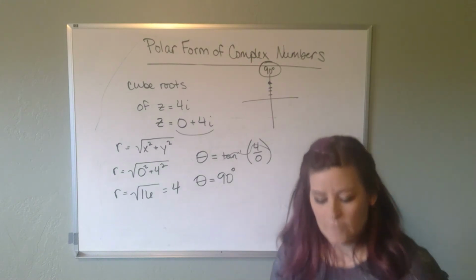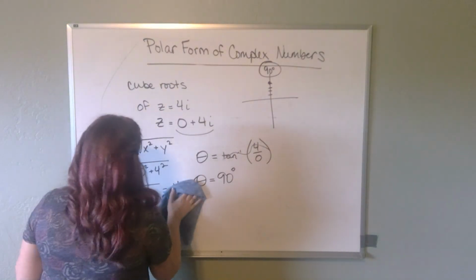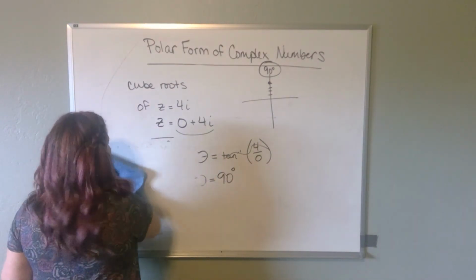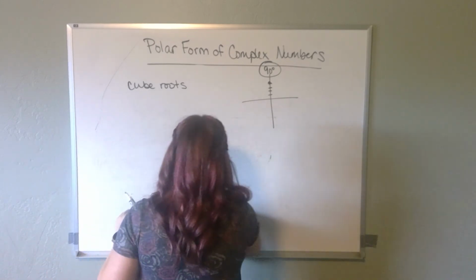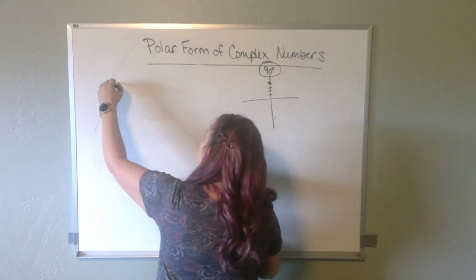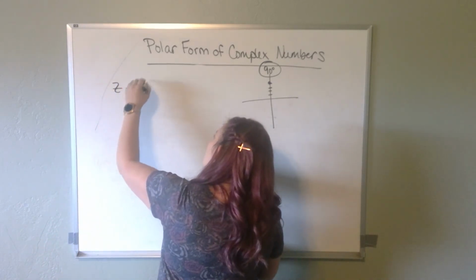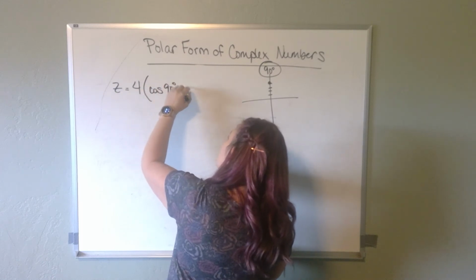Let's write this in polar form, and try not to lose track of our ultimate goal. In rectangular, it was 4i. In polar, it's r, so it's 4 times cosine 90 plus i sine 90.